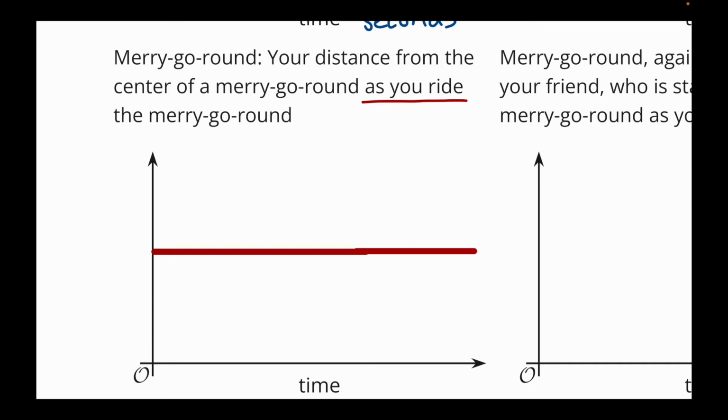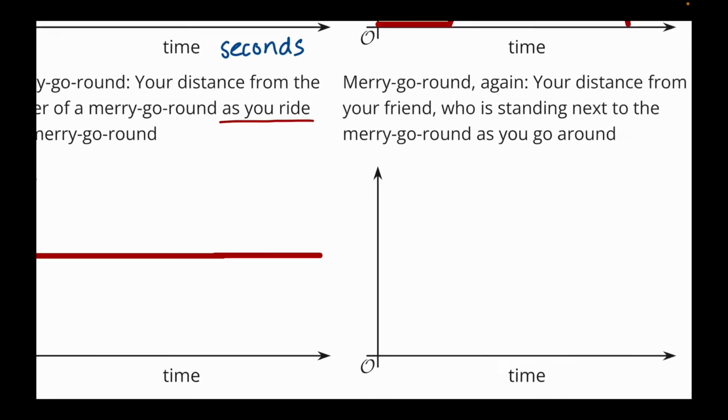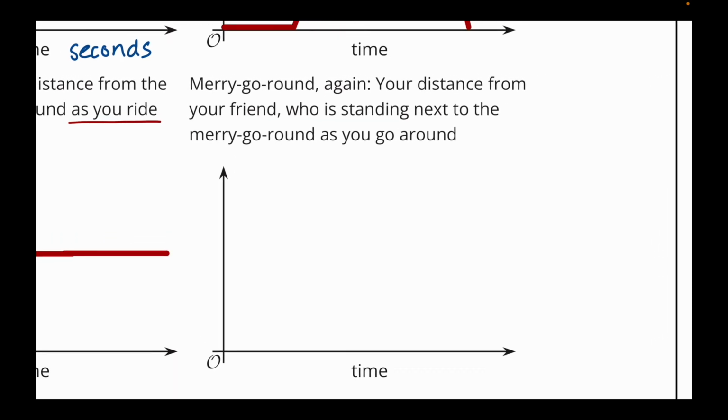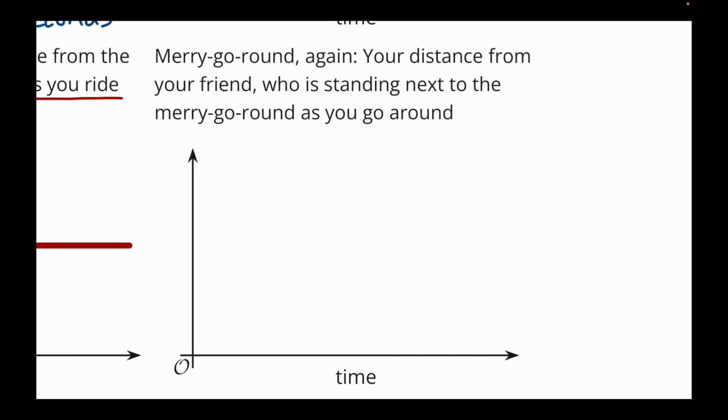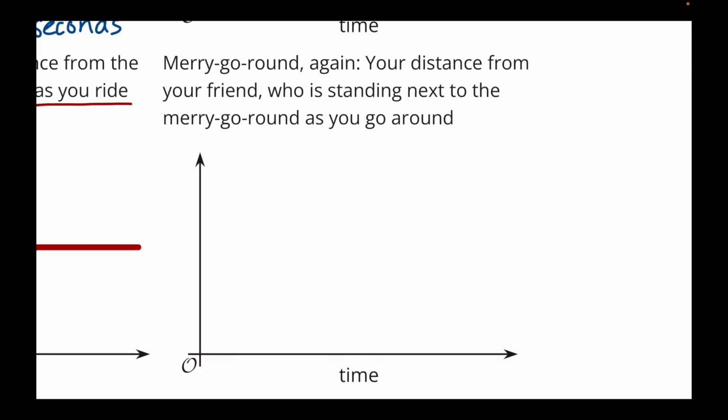Okay. Now, what is this? This is distance from center. So we can say distance from center. Okay. Now the next merry-go-round question is a little bit different. So your distance from your friend who is standing next to the merry-go-round as you go around.